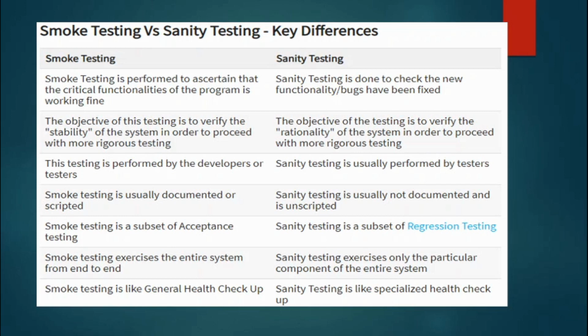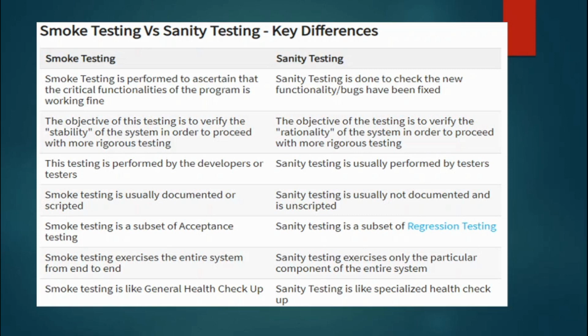So smoke testing is a subset of acceptance testing and sanity testing is a subset of regression testing. Okay. Now, smoke testing is documented. When I am saying documented, in the sense that smoke testing scripts or test cases are written in the HPLM or QC, but sanity testing is not documented anywhere in the HPLM or project management tool.